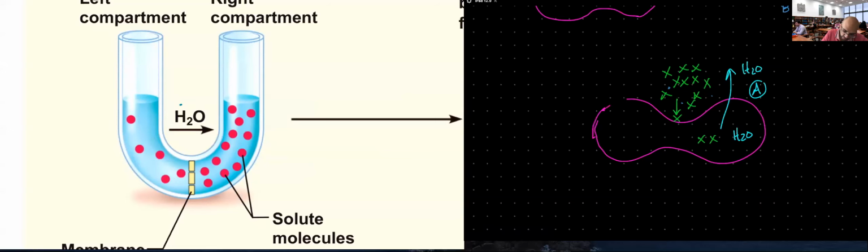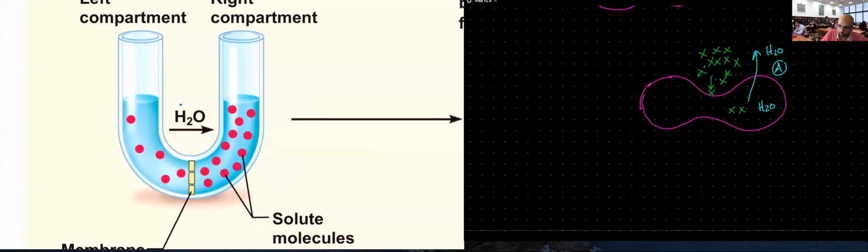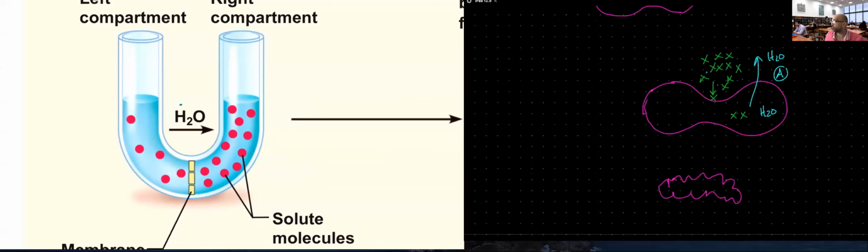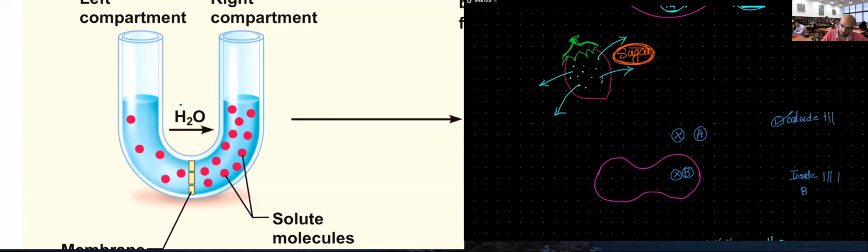So what's going to happen to the cell? If the water is moving out, the cell will shrink. Would you like this to happen? Would you like the red blood cells to shrink and not be functional? No.